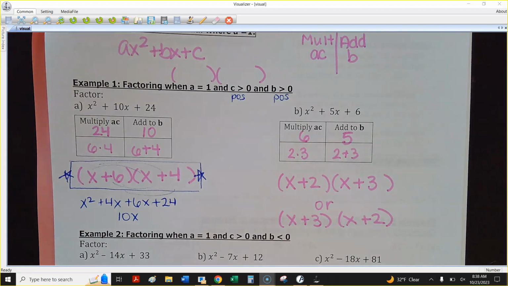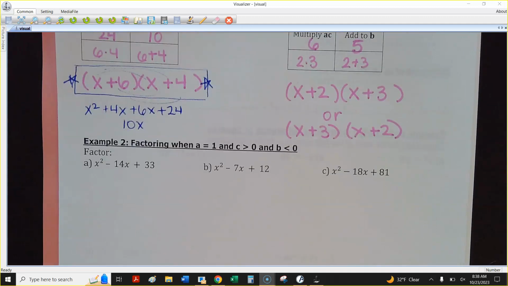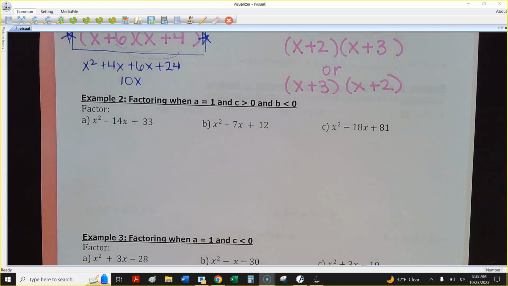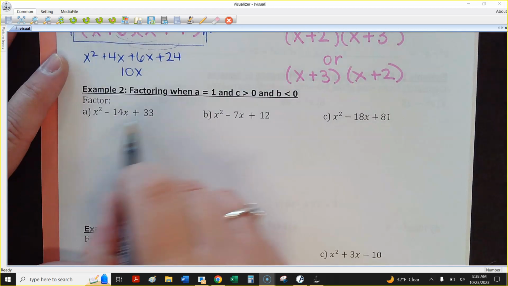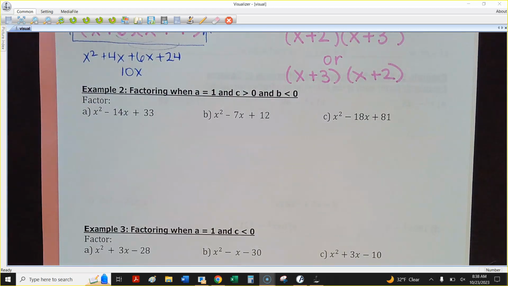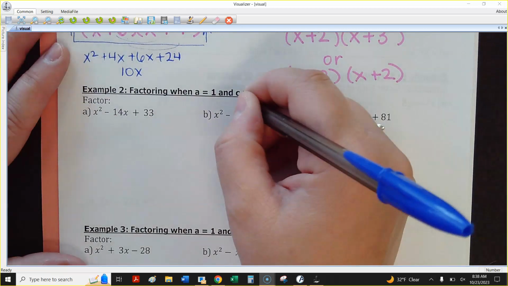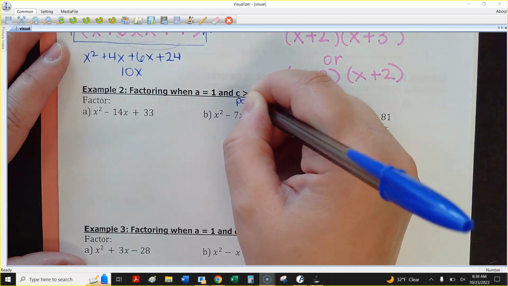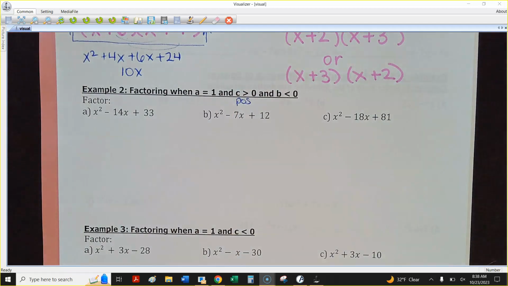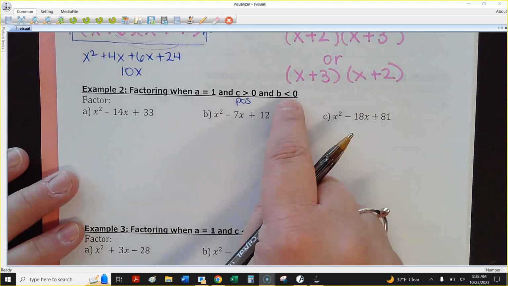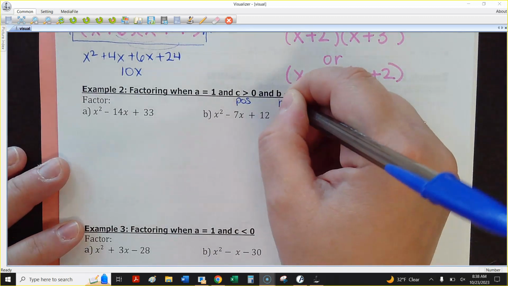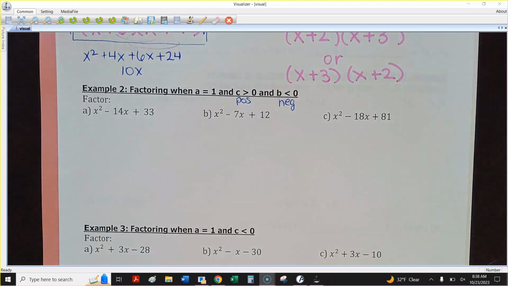This one in example 2, I always find that this one can be kind of tricky. So again, the A value for all the questions we're going to work on today is going to be 1. This says your constant, your C value, is greater than 0. That just means the last piece of that quadratic is going to be positive. The B value is less than 0, so that just means the term in the middle is going to be negative. So these are a little bit tricky.